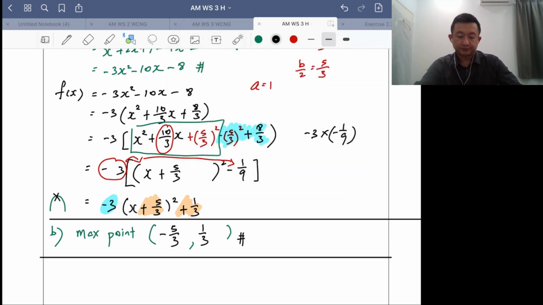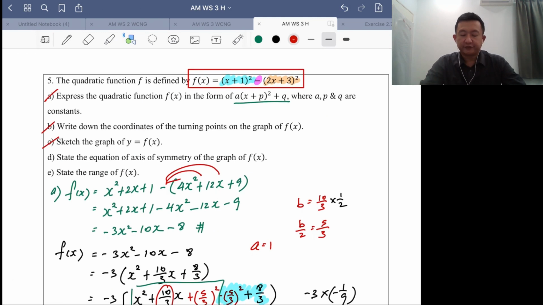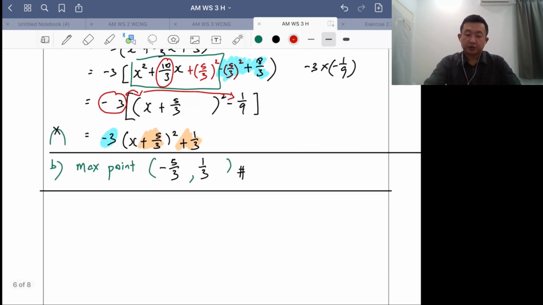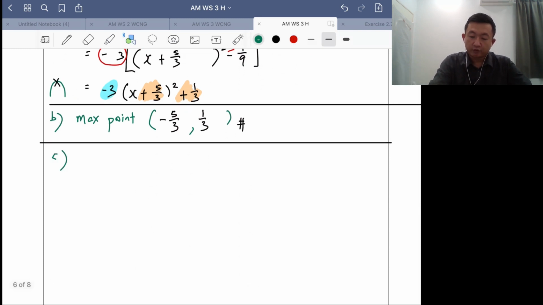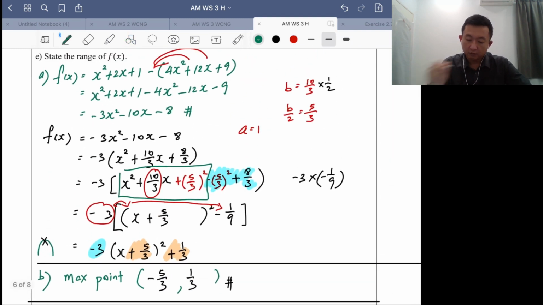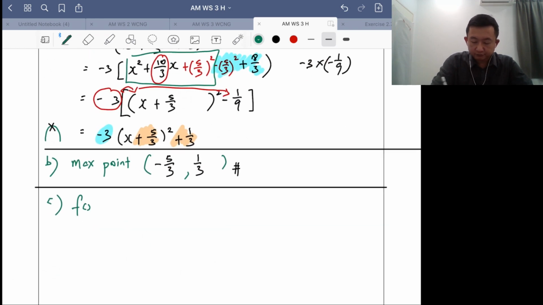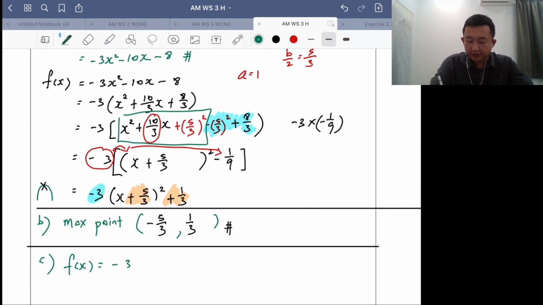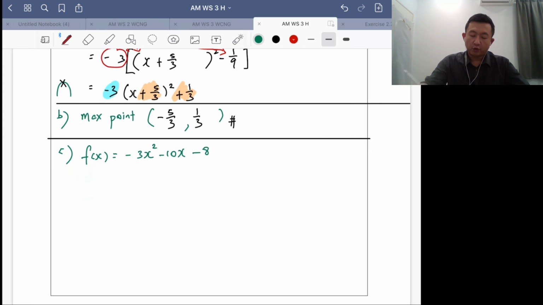Now we look at C. C, sketch the graph for y equals f(x). Okay, for sketching, let me write again the quadratic equation. f(x) equals -3x squared minus 10x minus 8. There are a few things you need to know to sketch a graph. I think I need to remind you again. First is the shape. Second are the roots or x-intercepts. The third thing is your y-intercept. And the last thing is your turning point, or maximum point in this case.